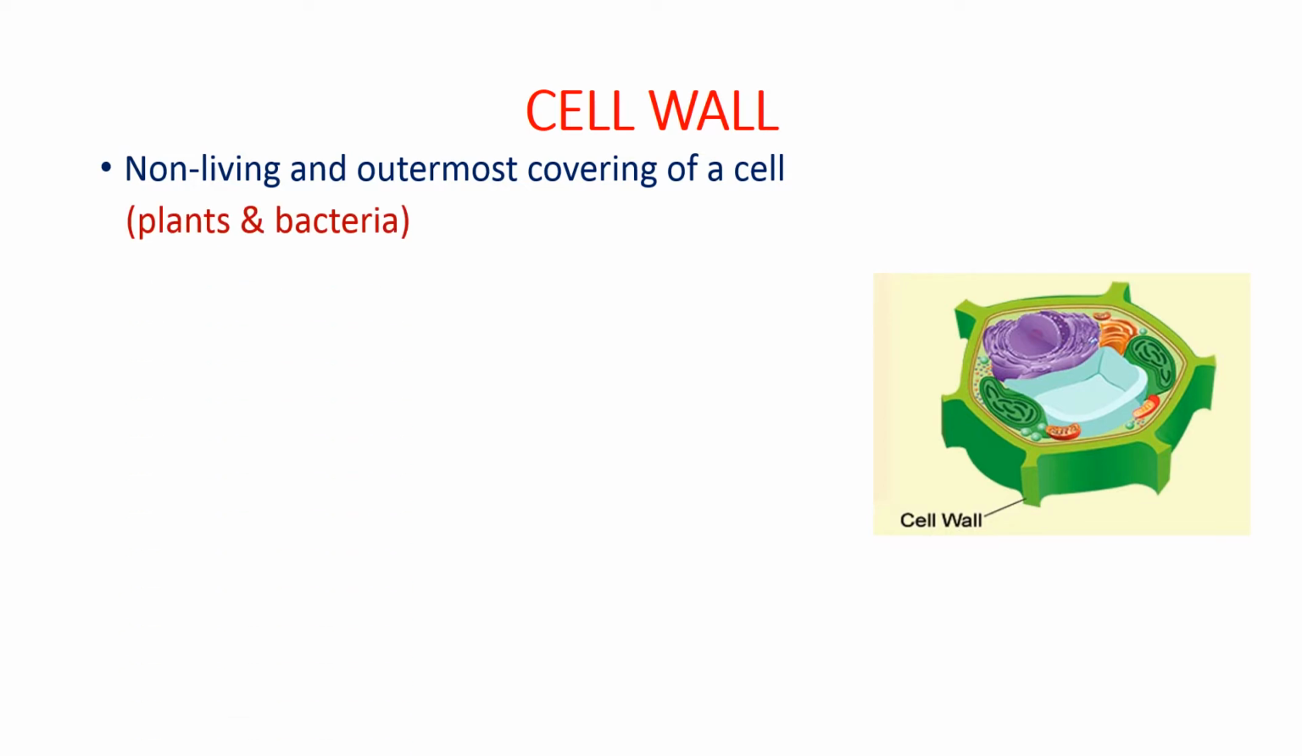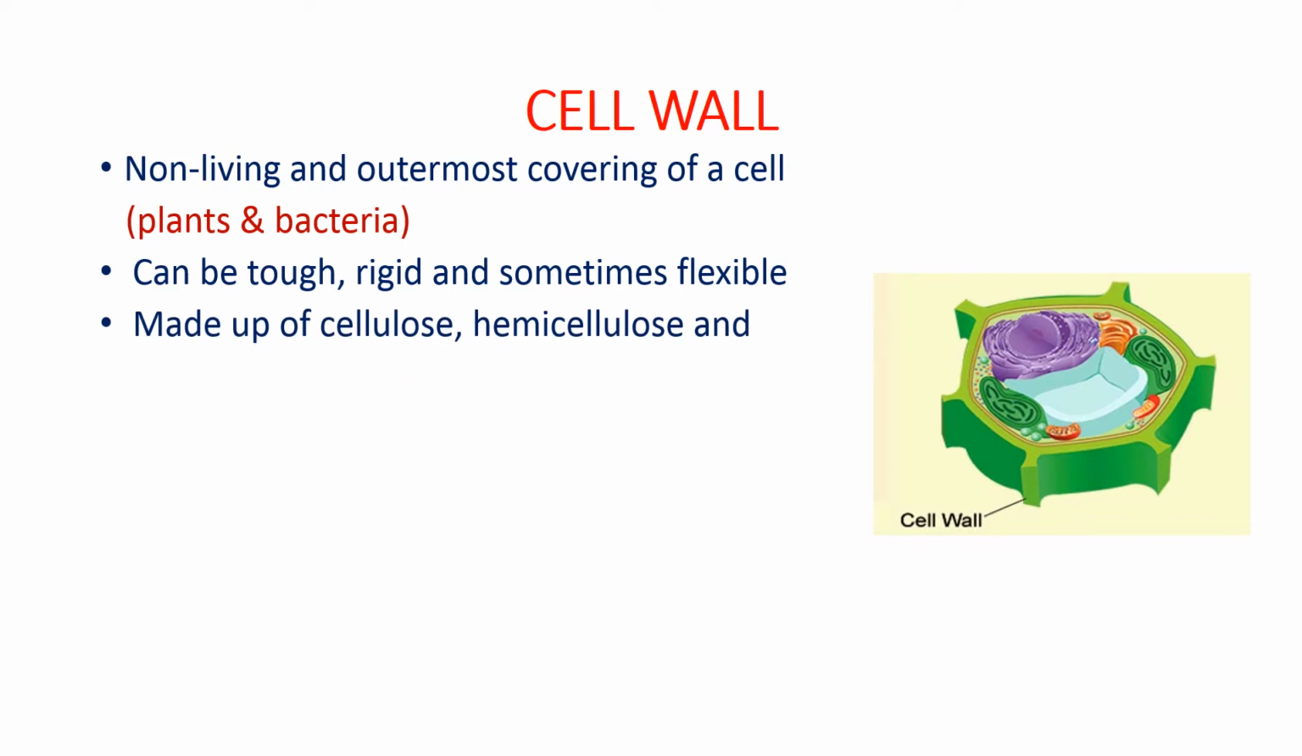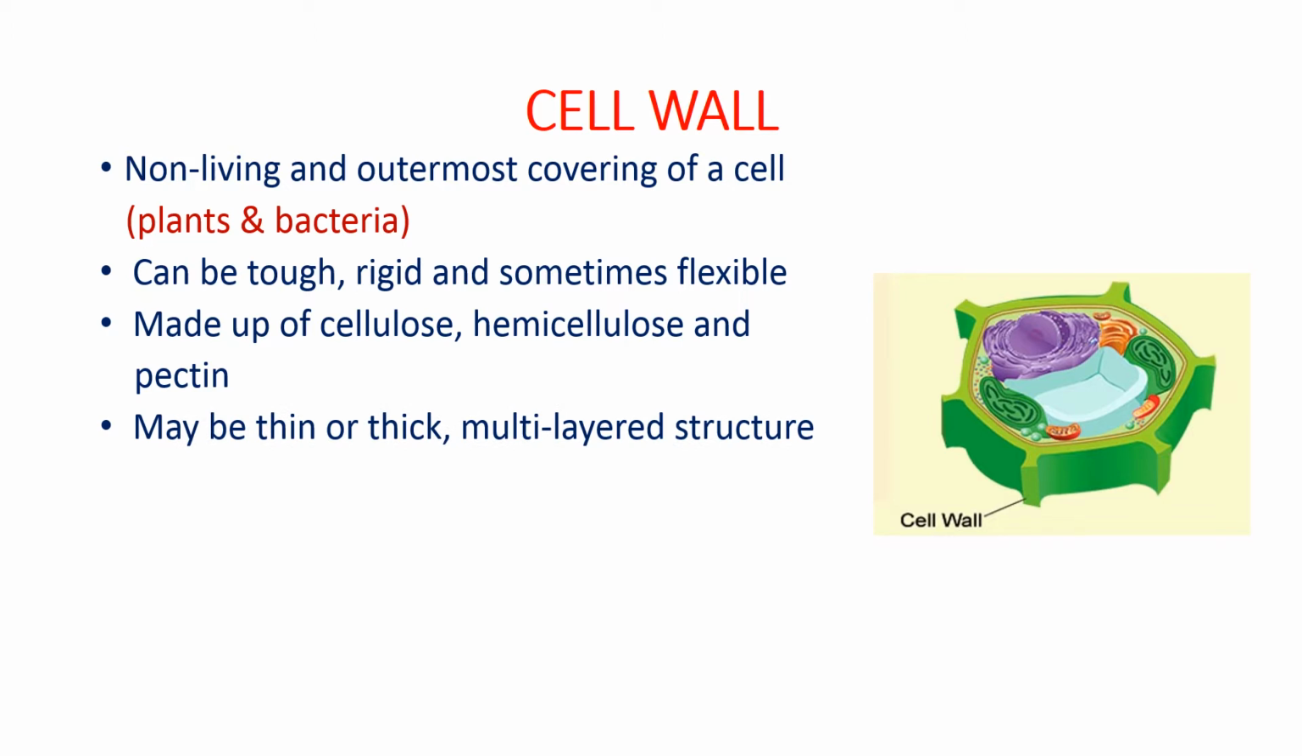Cell wall. Outside the cell you can see the cell wall that is present in plant cell and bacterial cell, absent in animal cells. We will learn about their features. Non-living and outermost covering of a cell. Plants and bacteria. As I already told you, they are absent in animals. Can be tough, rigid and sometimes flexible. Made up of cellulose, hemicellulose and pectin. May be thin or thick, multi-layered structure.